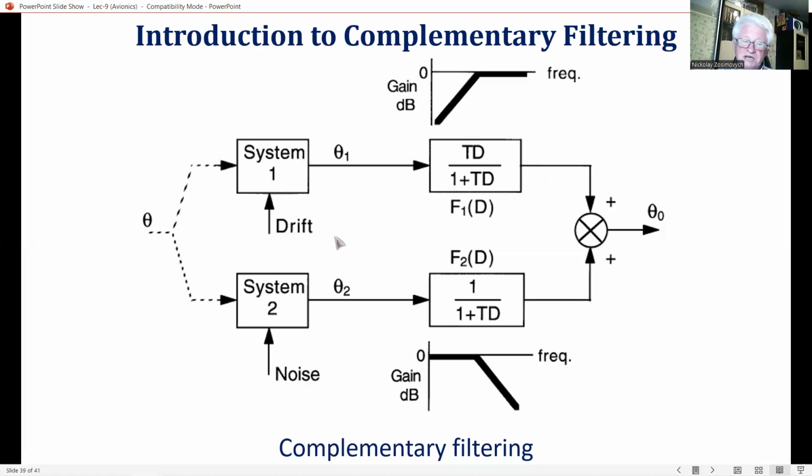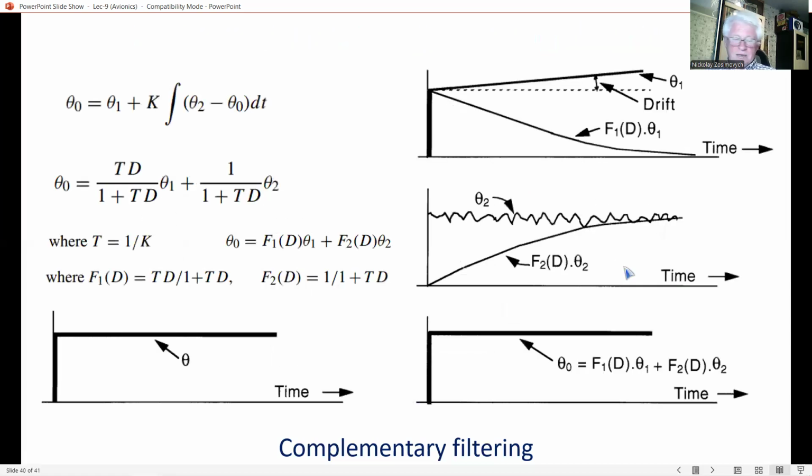As characteristics, theta 1 has a low noise content and a fast response to changes in theta. It is also subject to drift with time. And theta 2 has a high noise content, but has good long-term accuracy. A method of combining the two sources with a simple first-order mixing system is shown in the block diagram here.